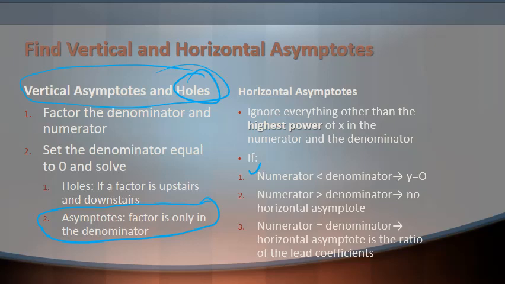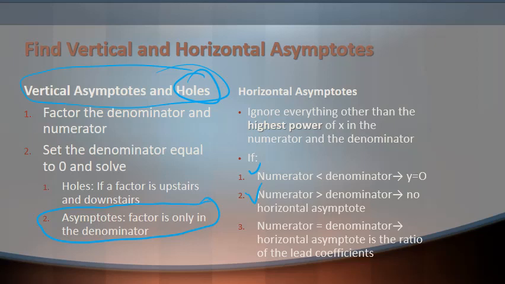Now, if the highest power of the numerator, most of the time x, is greater than the denominator, then there is no horizontal asymptote. But as we may see later, we may in fact have a slant, or what is also called an oblique asymptote, but we'll take that up a little bit later.